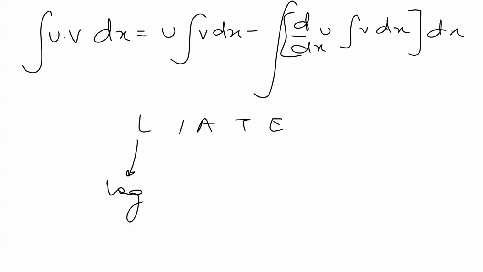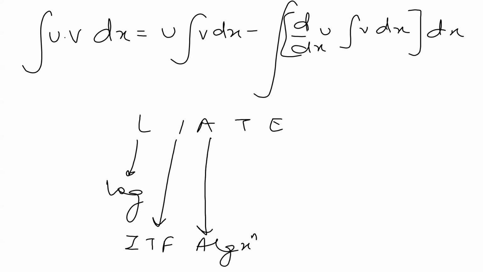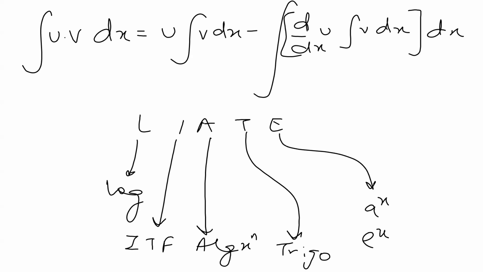L is logarithmic terms, I is ITF terms, A is algebraic terms, x raised to n, T is trigonometric terms, trigonometric functions, TF, sine, cos, and so on and so forth. E is exponential terms, e raised to x. Okay, so the terms u and v should be as per this order. That I'll explain while solving the problems.